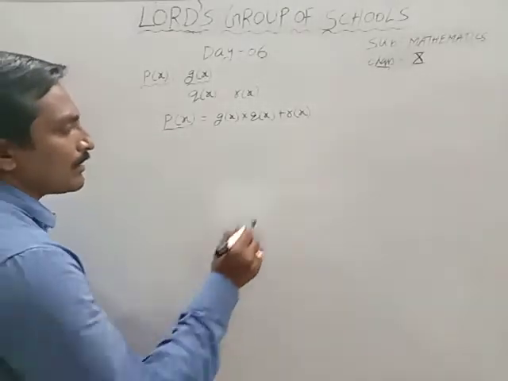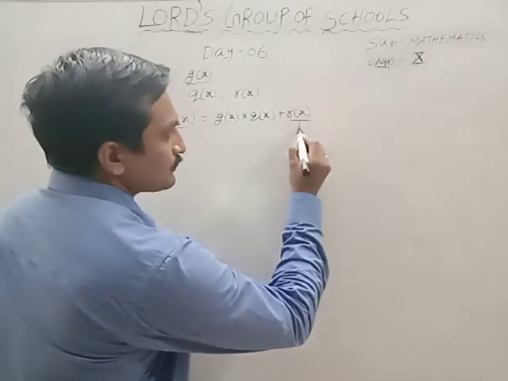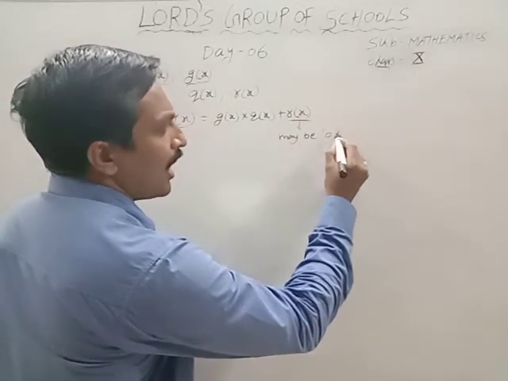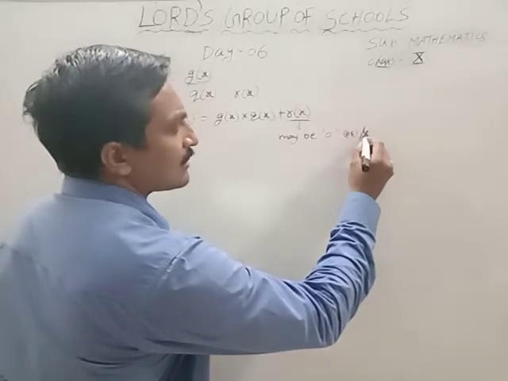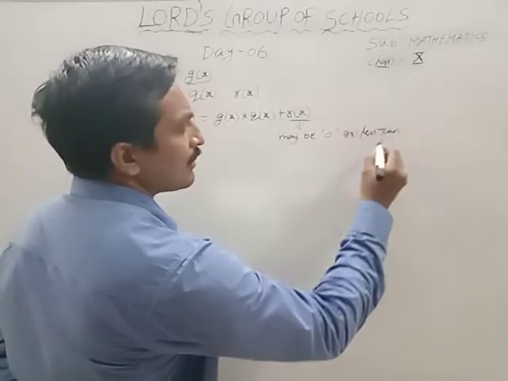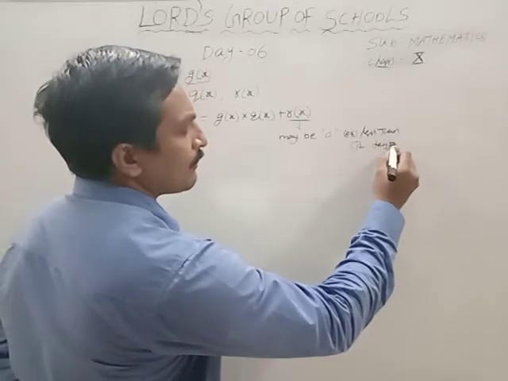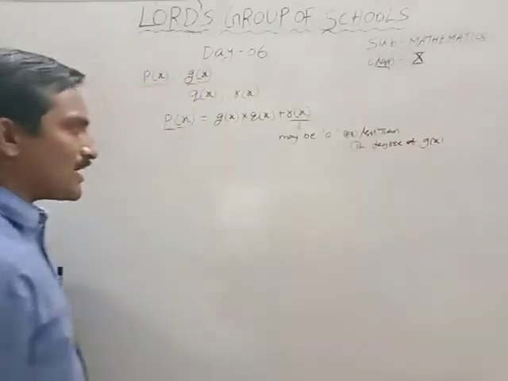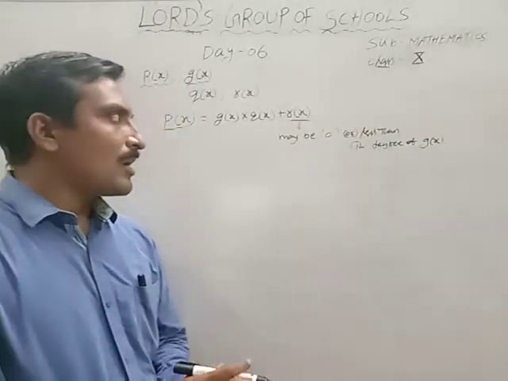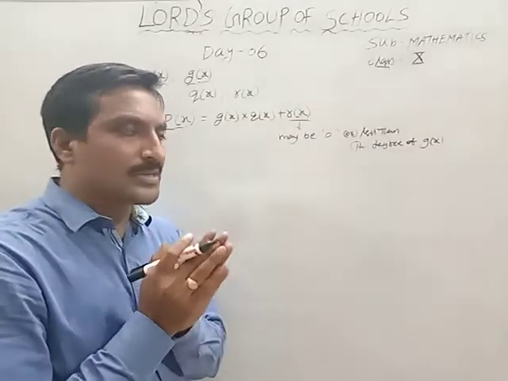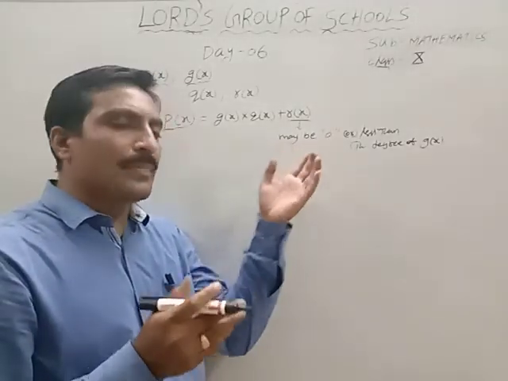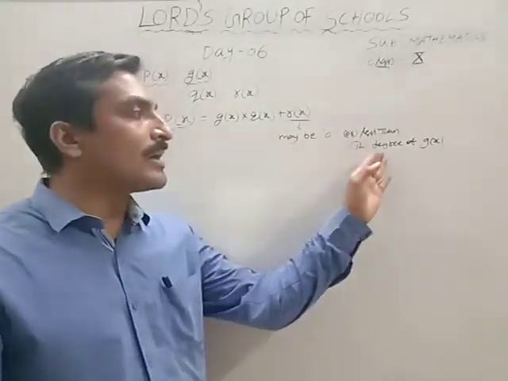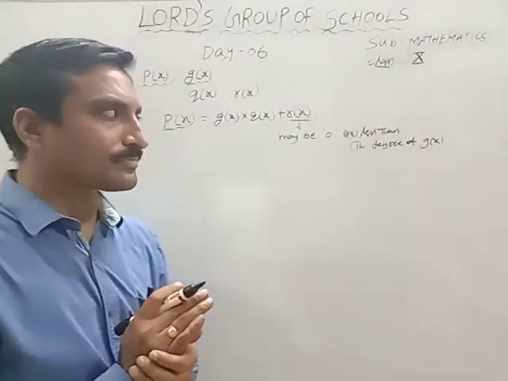In a polynomial division, this r of x may be 0, or its degree is less than the degree of g of x. Whenever you do any division, the remainder will be 0 or the degree of the remainder is less than the degree of g of x.